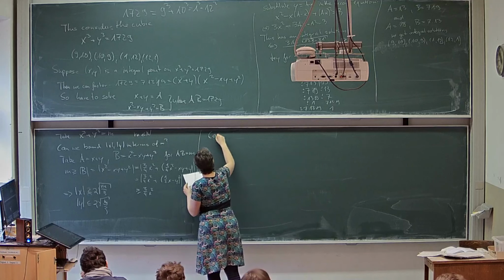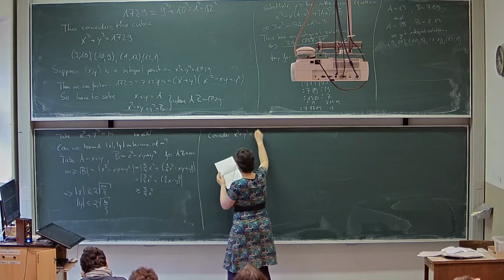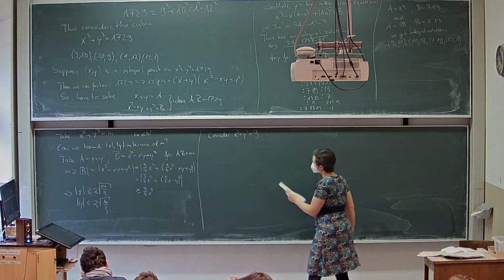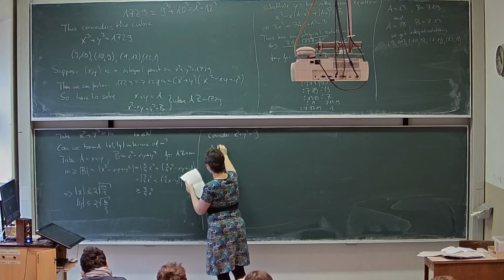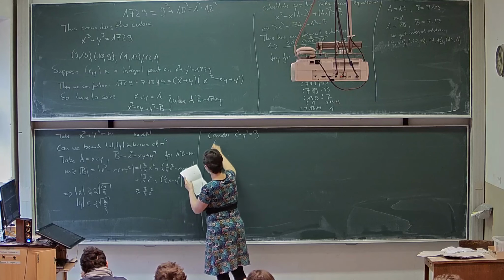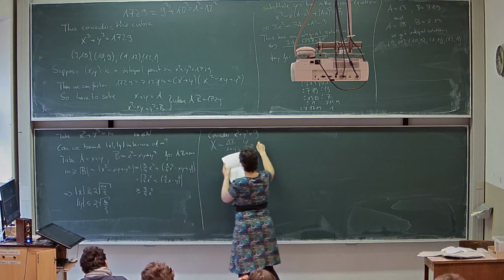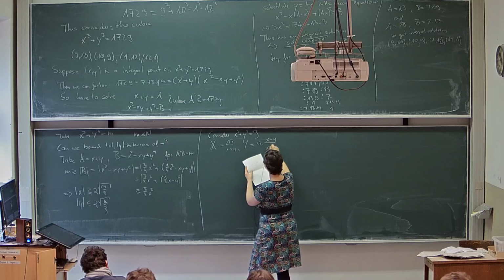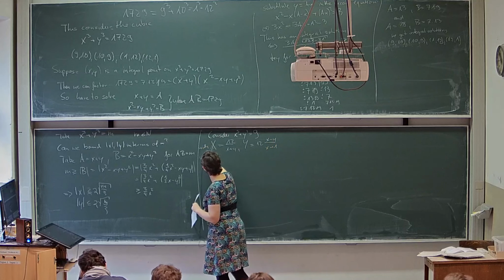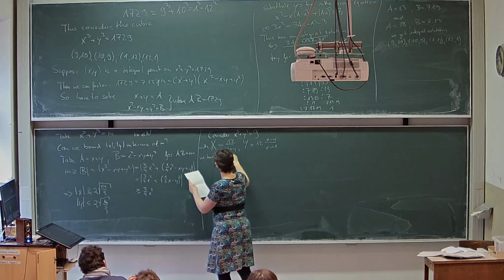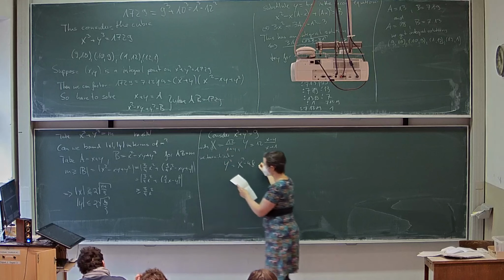So consider this cubic, and we can, with a variable transformation, okay, this is capital X, we can turn it into y squared equals x cubed minus 48.